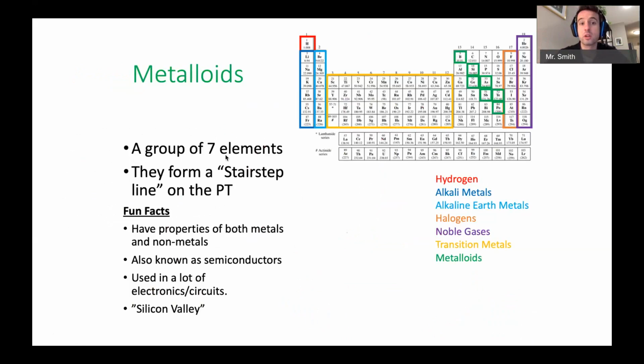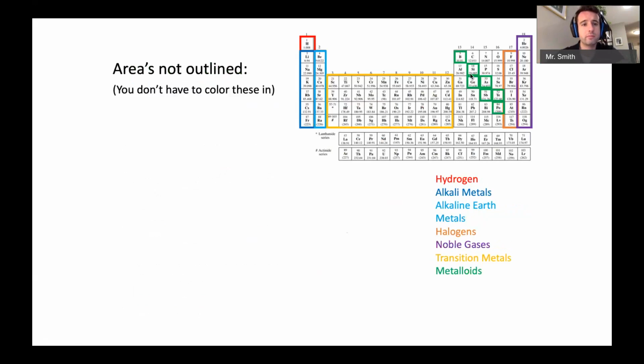So for example, silicon is a really common, number 14 here in the periodic table, Si, is a really common semiconductor that's used a lot in computers, hence the term Silicon Valley for the area where there's a bunch of tech companies and stuff. So yeah, metalloids.